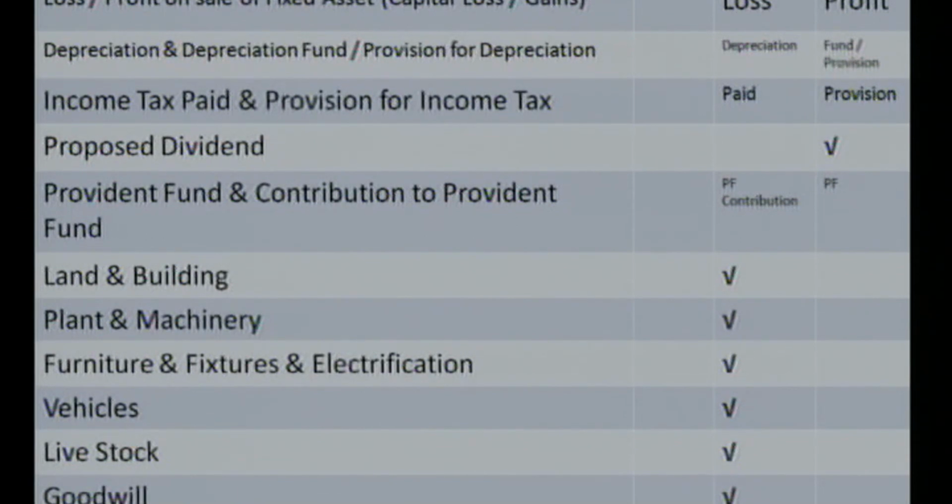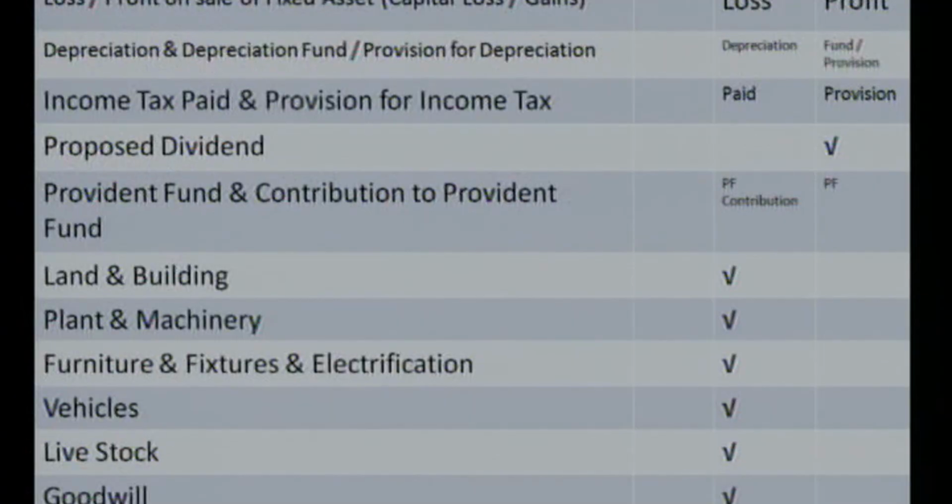Next one, income tax paid and provision for income tax. Again, if the business has paid the income tax in advance during the year, then it bears the debit balance because we have paid for it. And if we have made the provision to pay the income tax at the end of the year, then it is the provision made out of the profit of the business, so it bears the credit balance. So income tax paid bears the debit balance and provision for income tax bears the credit balance.